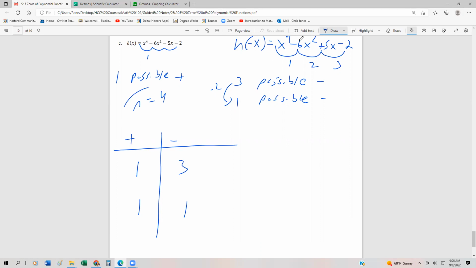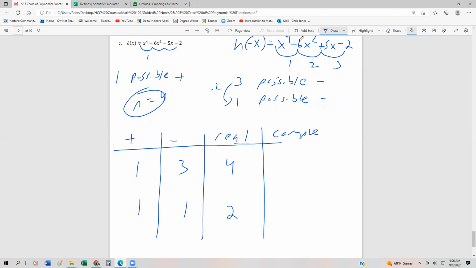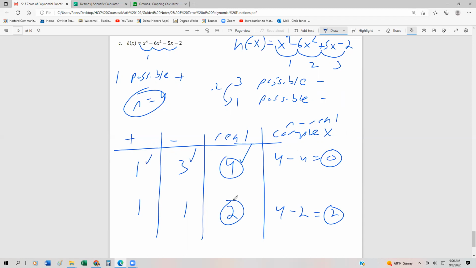n is equal to 4. And so what that would mean is that there are either 4 or 2 real zeros. And then for the complex zeros, remember that's going to be n minus the real. That's going to be 4 minus 4, which is 0. So there's 4 reals and 0 complex, or 4 minus 2 is 2. And so what that means for us is that there's either 4 reals, 3 positive, 1 negative, or 2 reals, 2 complex, and then finally, we would have 1 positive, 1 negative.